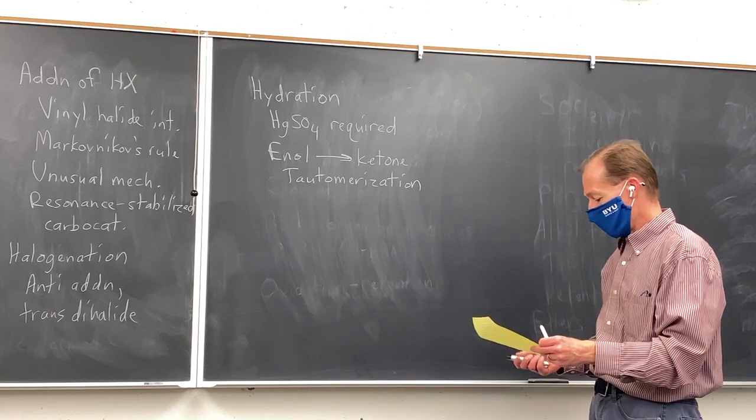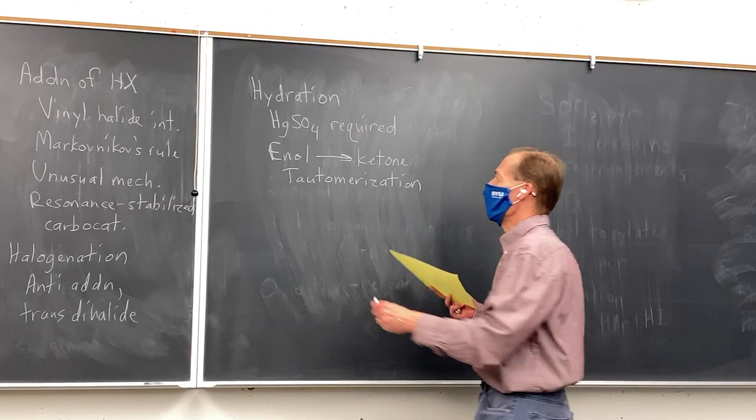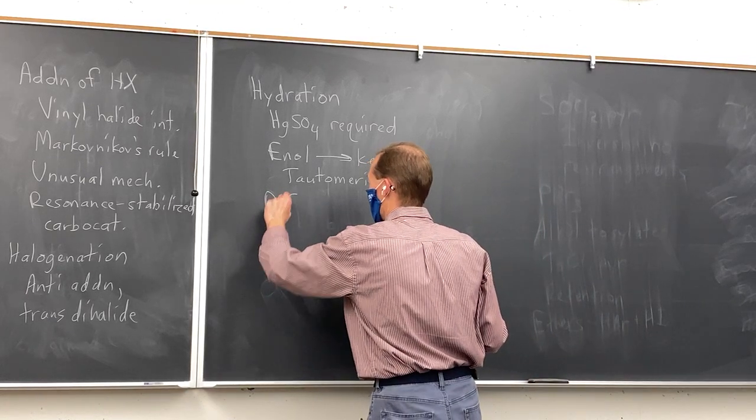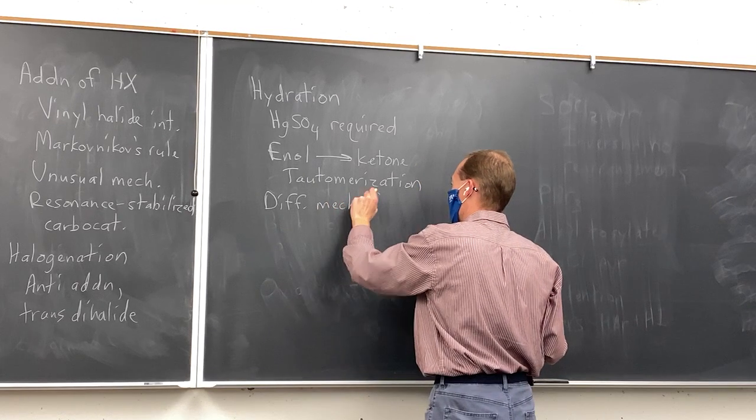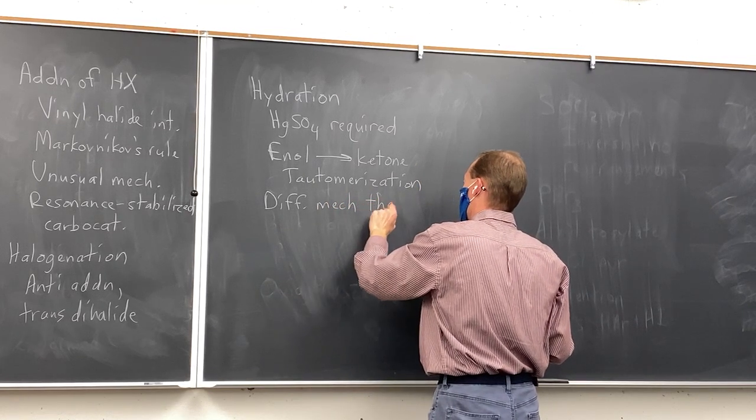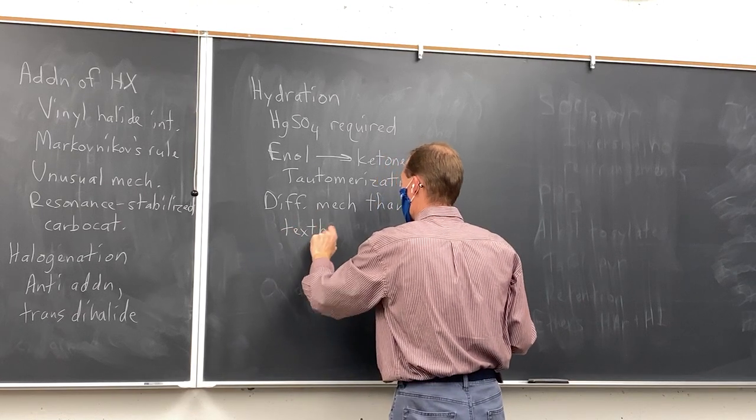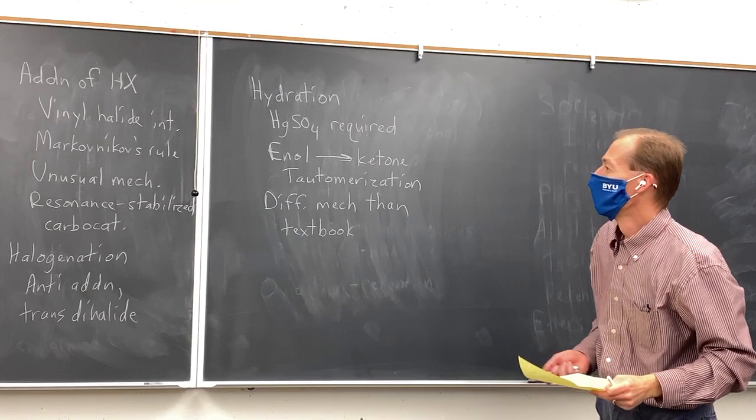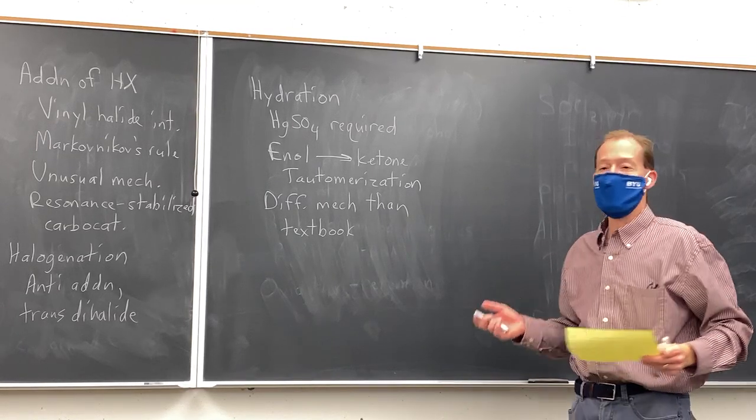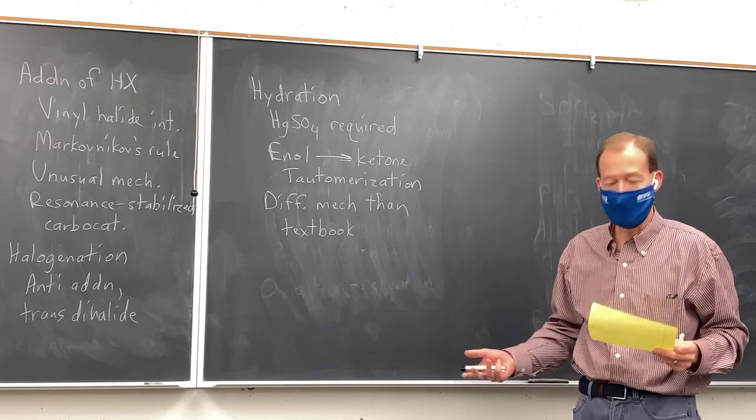Okay, and then also here, there's going to be a different mechanism from the book. In the hydration reaction, the book also shows you a mechanism involving a vinyl carbocation. And they don't use the mercury. They say you have to use mercury sometimes, but they don't use the mercury in the mechanism.